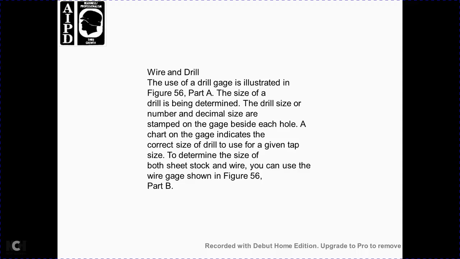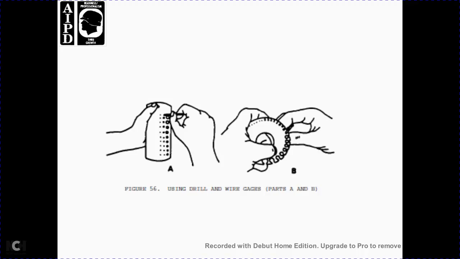Given the type of size, determine the size of the sheet stock or wire. You can use the wire gauge shown in Figure 56 part B. Figure 56 shows using the drill and the wire gauges in parts A and B.